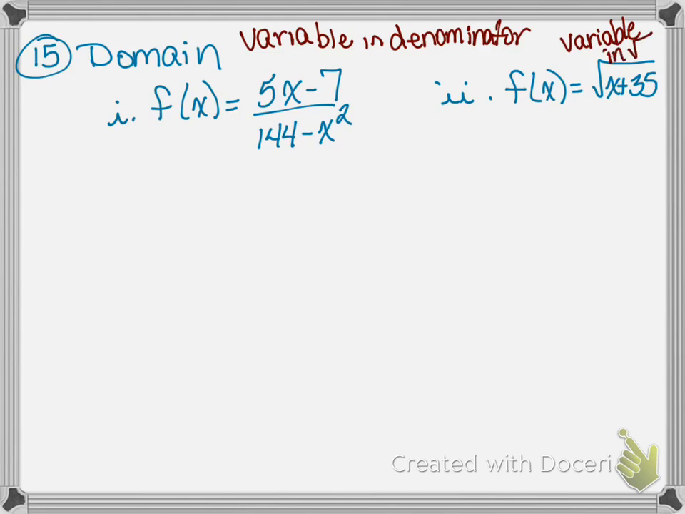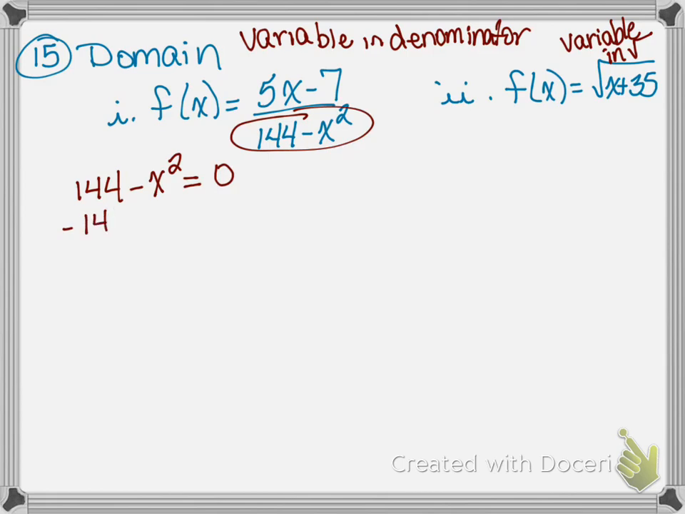Okay, so in our first one, f of x equals 5x minus 7 over 144 minus x squared. We don't care about the top. The only thing that matters is our denominator. So I'm going to take 144 minus x squared not equal to 0 because it can't be 0. So we've got to figure out for what values does the denominator equal 0. So now we're going to solve.